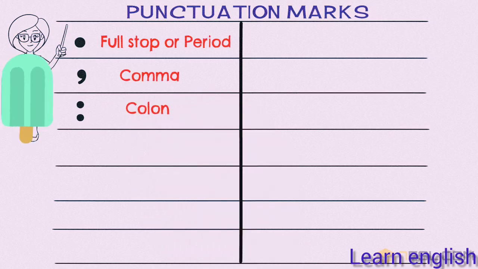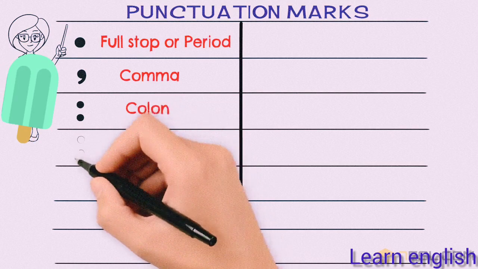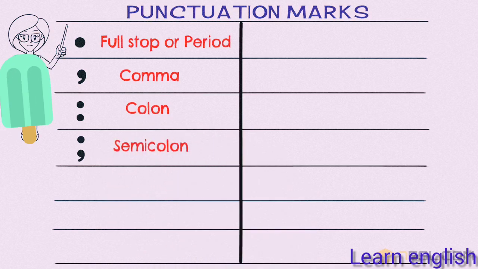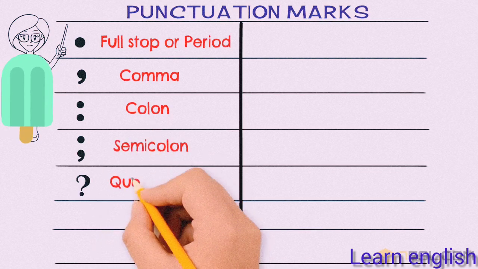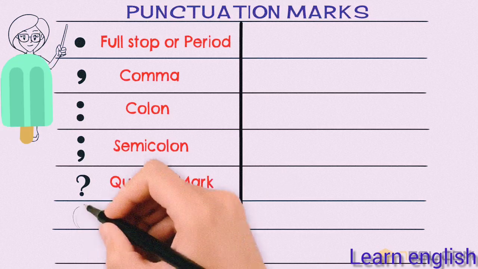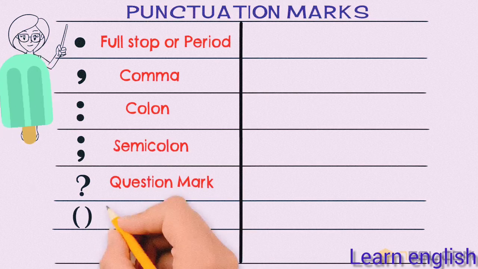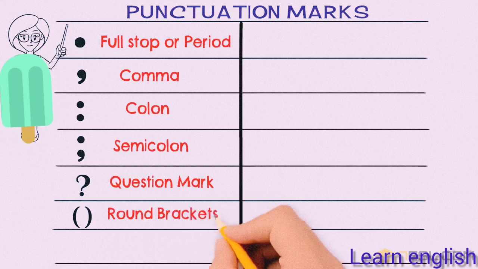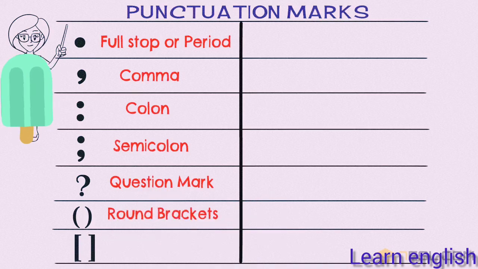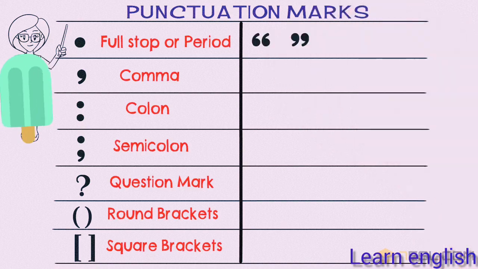And then is colon. And this sign is called semicolon. After that is question mark. Question mark shows what we are asking from a person or something, what we are asking about. Then is round bracket. When we close the information, that is called round bracket. And square brackets, these are square brackets.